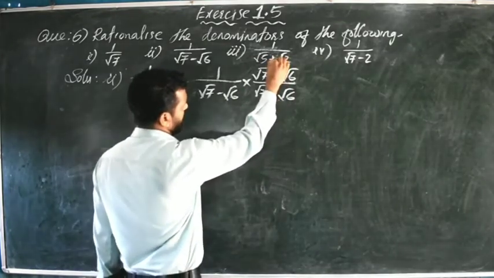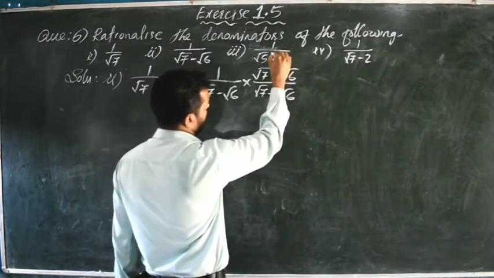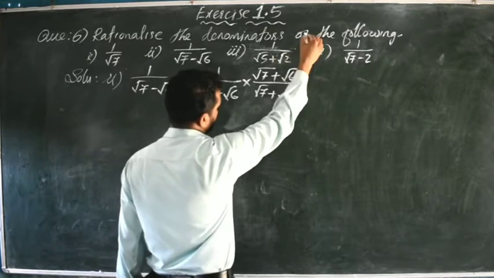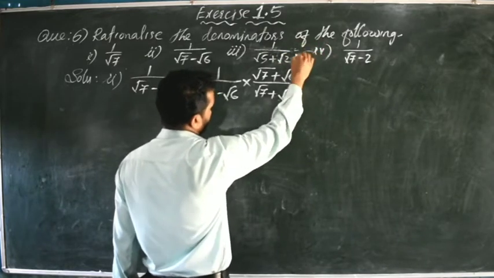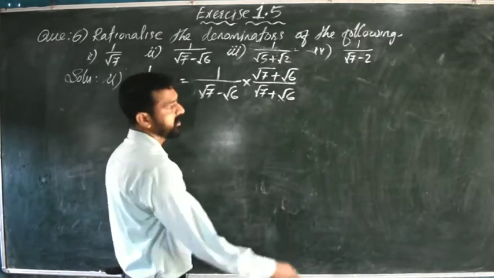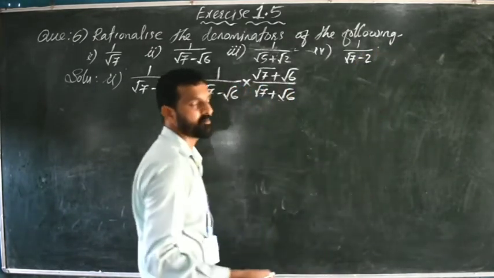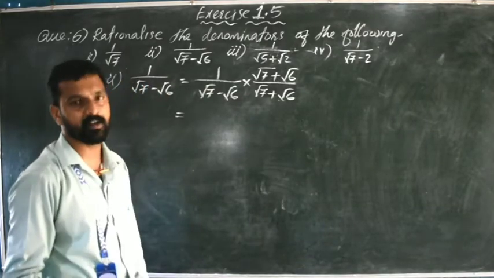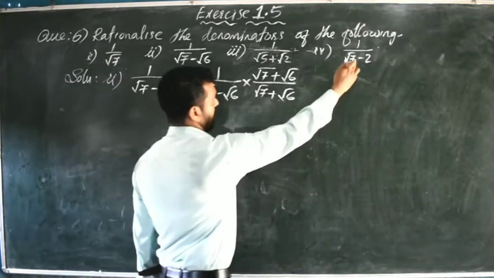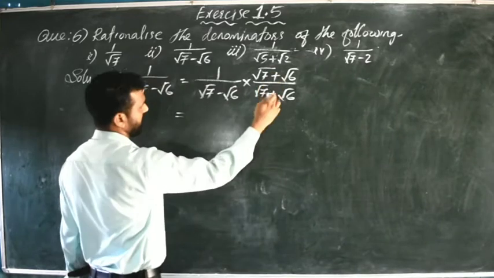In this question, root 5 plus root 2: you have to multiply by root 5 minus root 2 divided by root 5 minus root 2. In this question we will multiply by root 7 plus root 2 divided by root 7 plus root 2, according to the denominator. So here it is minus, that is why I have multiplied plus.